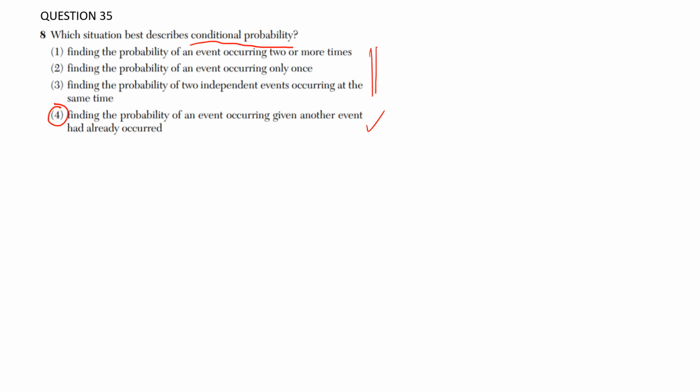The other 3 explain some other things in probability, and some of them don't really even have a special name. Like the probability of an event occurring once is just the probability of it occurring once, for instance. There's nothing much to that choice. So we'll just commit that one to memory. Choice 4, probability of an event occurring given another event has already occurred.